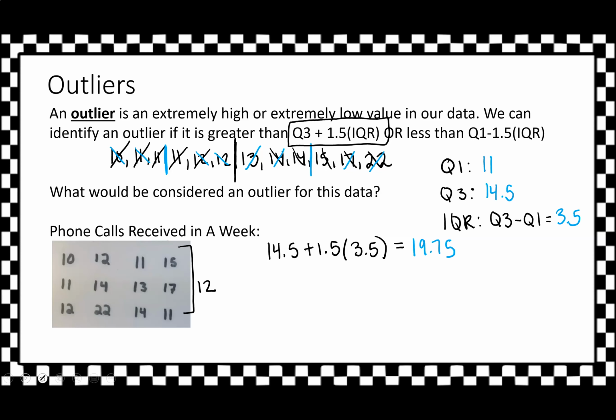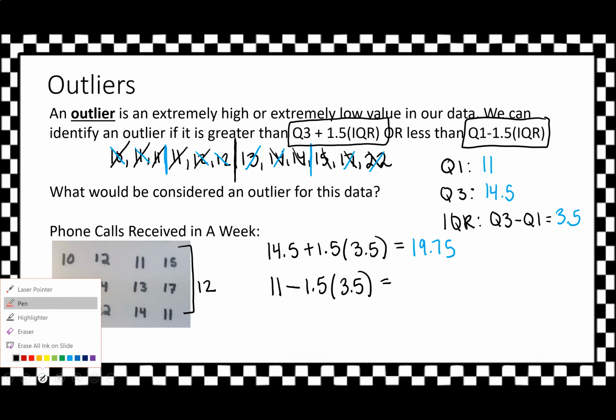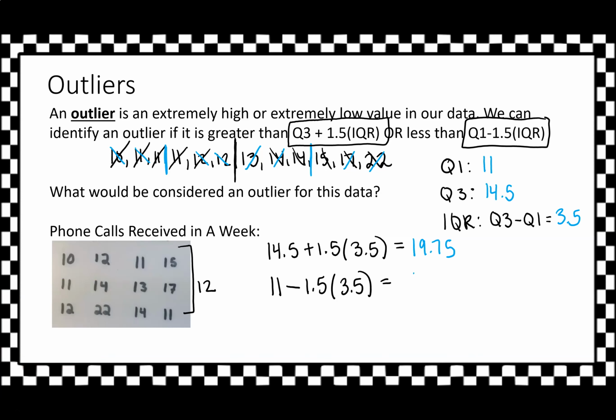All right, now let's find the lower end of this. So we've got to do this formula: my Q1, which is 11, minus 1.5 times my IQR again, which is 3.5. What does this end up being? Excuse me, got excited there. Doing that in my calculator, I get 5.75. Meaning, if we have any values that are less than 5.75, we have an outlier.